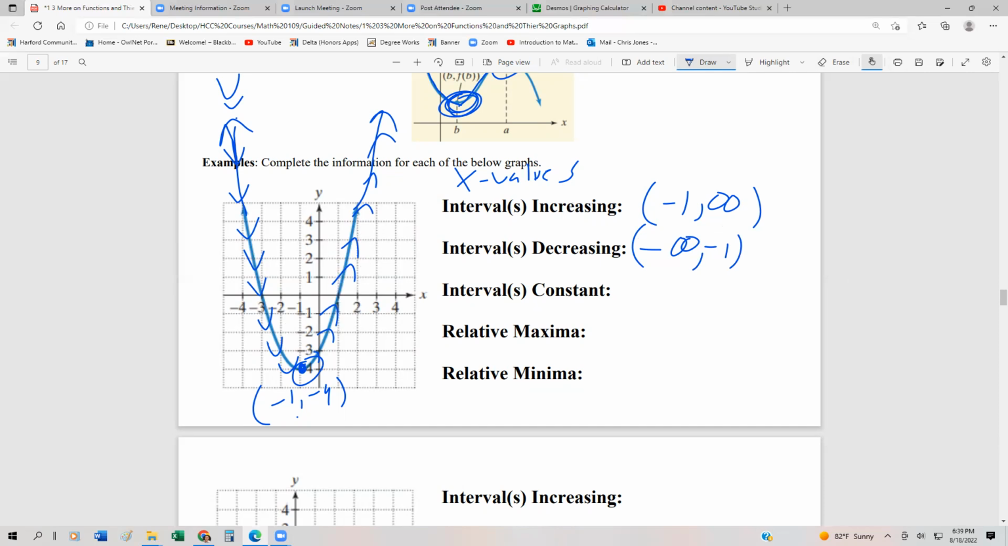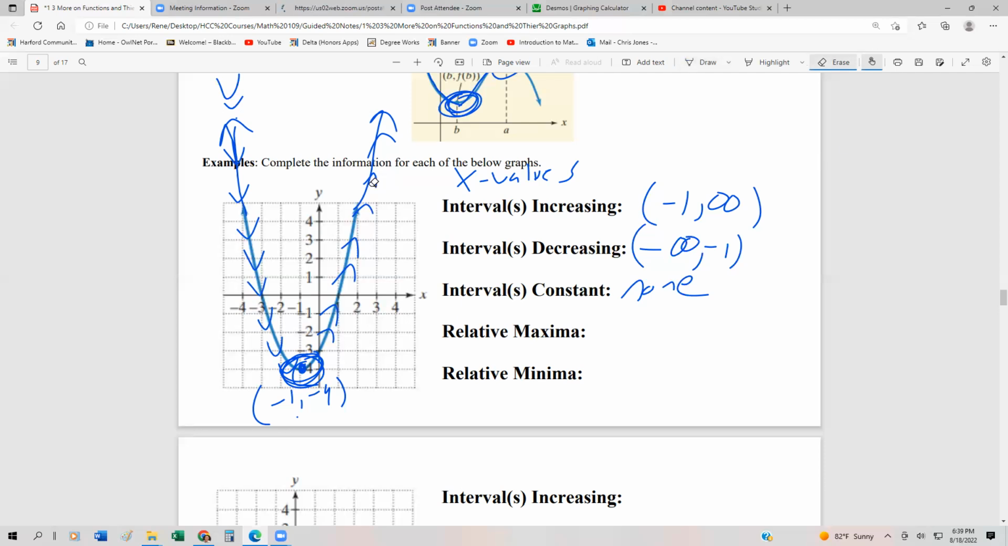There are no intervals of constant. The only place it looks like it's going to be constant is right here at this point, but that's one singular point, in other words, that point of inflection. So there are no intervals where it's constant.